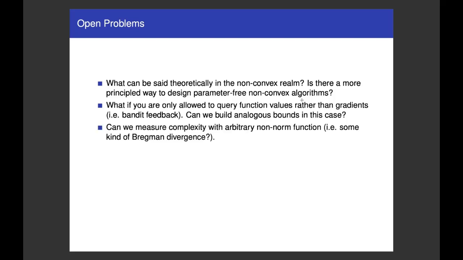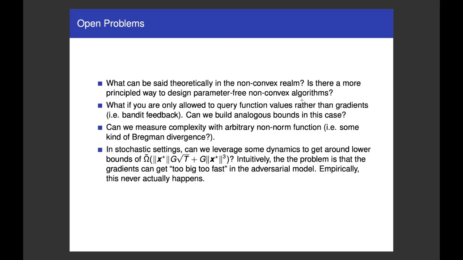Third, and maybe more technically, we've been measuring our performance here using norms, right? We've said that the optimal learning rate is the norm of X star, and our convergence rate is the norm of X star over root T. But maybe we could measure using some other non-norm function, like maybe moving only slightly away from norms. You could hope that you might be able to measure things in terms of a Bregman divergence and still have some nice guarantees.